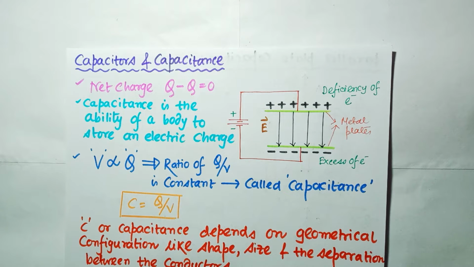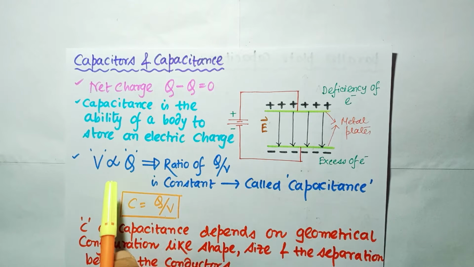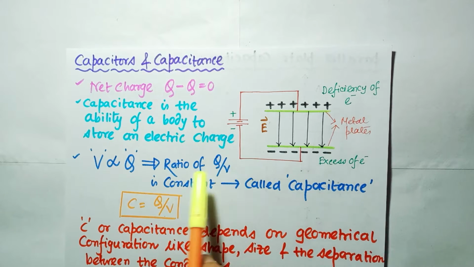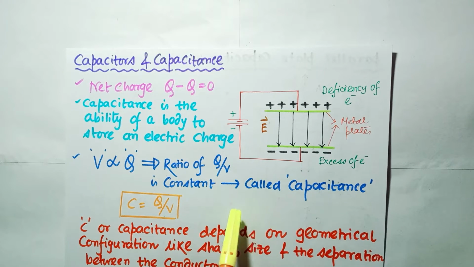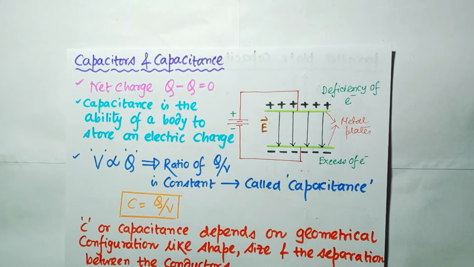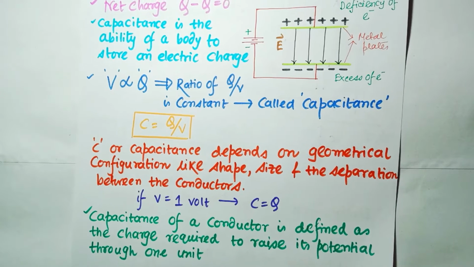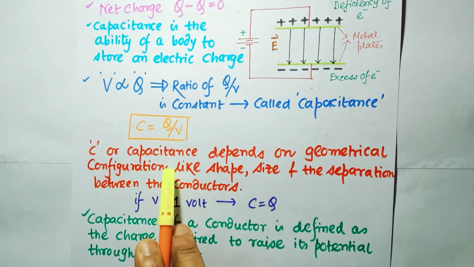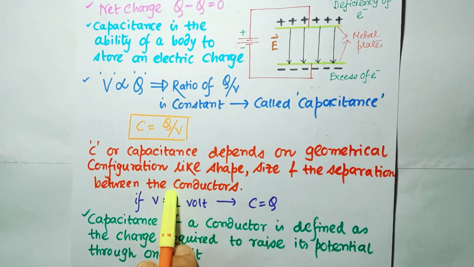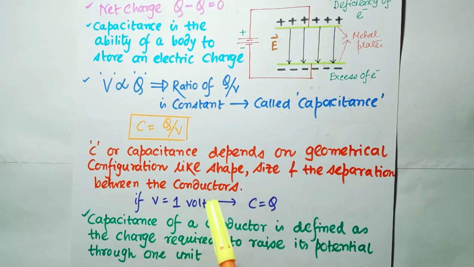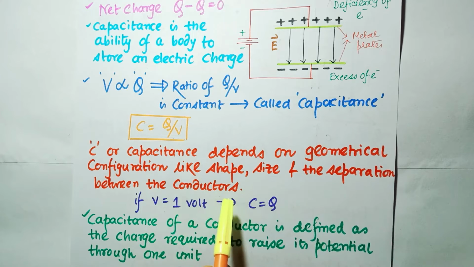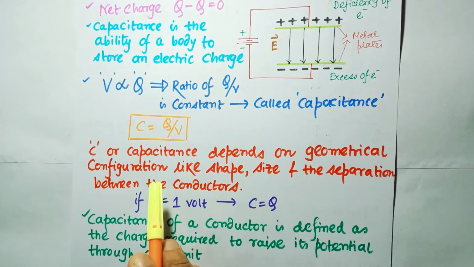So the potential difference between the two plates of the capacitor is proportional to the charge, and the ratio of the charge divided by the potential is a constant, and that constant is defined as the capacitance. So C equals Q by V, where C is the capacitance of the capacitor. It is a property that depends on the geometrical configuration, like the shape, size and separation between the two conductors, which we will see in a later video.